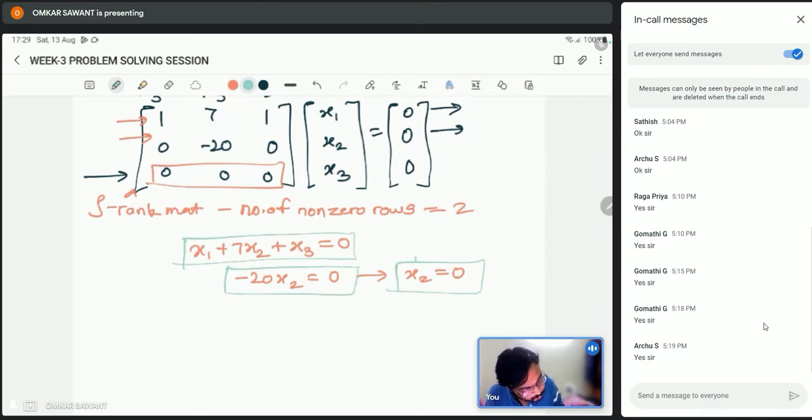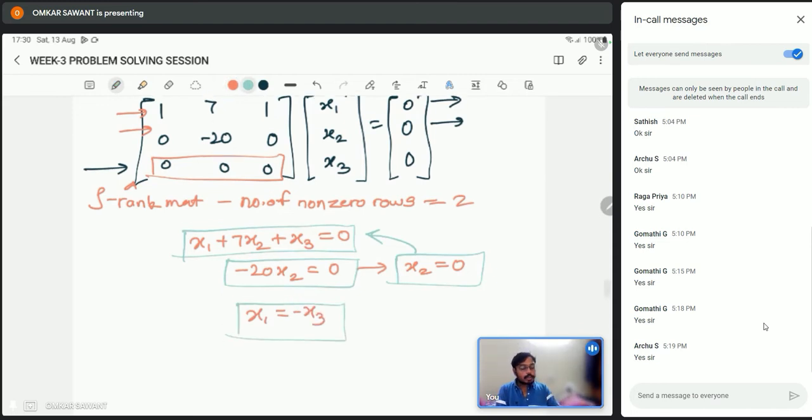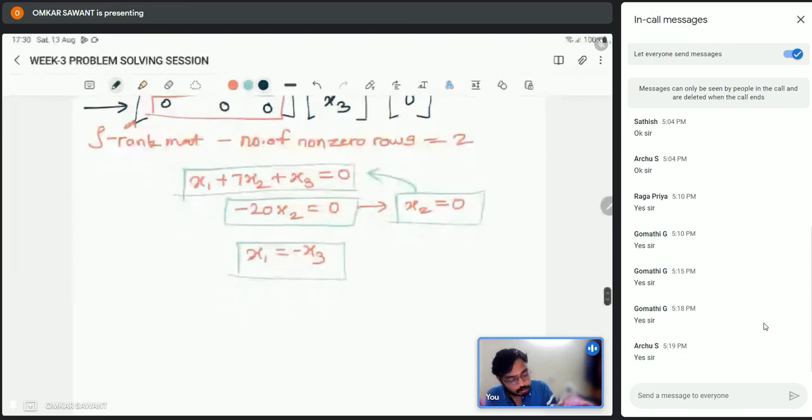So we'll put this x2 in this first equation which we got. We will get x1 is equal to minus x2. So how will we calculate the eigenvector? We just put one value for x1, and we will get values for the others. So x1 is 1, x2 is 0 already, and x3 will become minus of x1, that is minus 1.